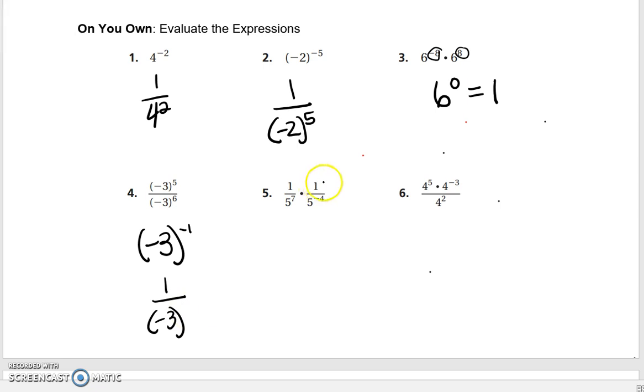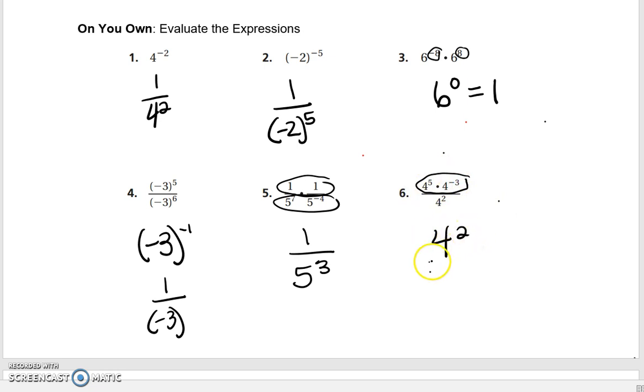Number 5, you do this one just like you would multiply fractions. So multiply across. 1 times 1 is 1. 5 to the 7th times 5 to the negative 4th is 5 to the positive 3rd, because 7 plus negative 4 is 3. And you're done, because that is a positive exponent. Number 6, simplify that numerator first. 5 plus negative 3 is 2. So you have 4 to the second over 4 to the second. 2 minus 2 is 0. So 4 to the 0 power is 1.